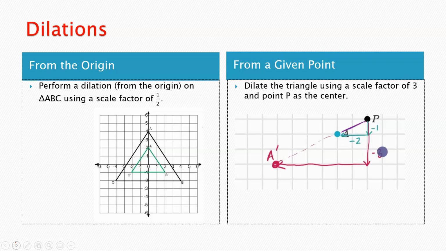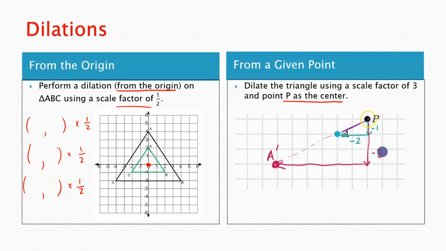Again, there are two types of dilations. If you're performing a dilation from the origin, use the original coordinates, and then you just multiply everything by your scale factor. If you are performing a dilation from a given point, imagine that P here is the center, not (0, 0) like in the other one.